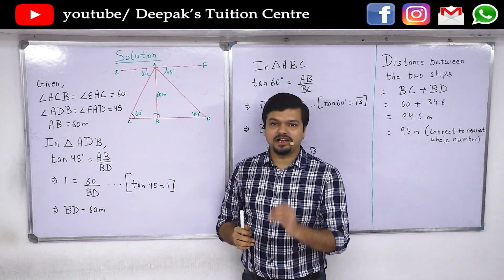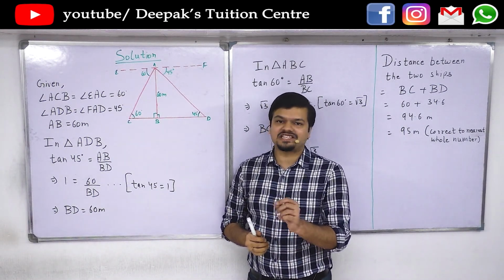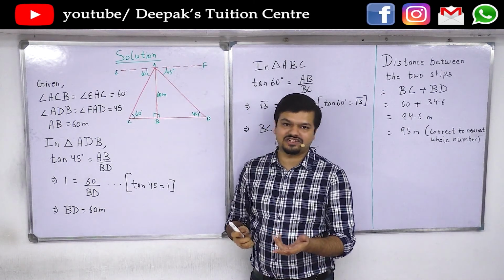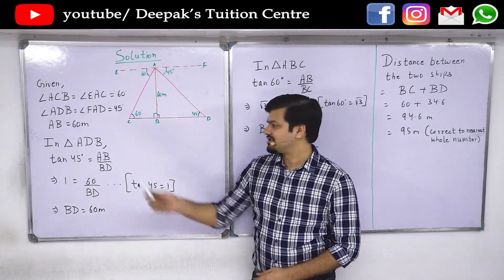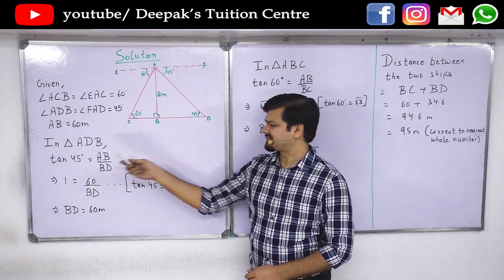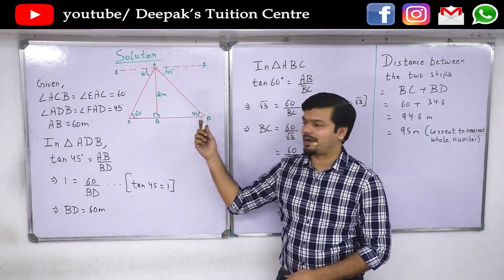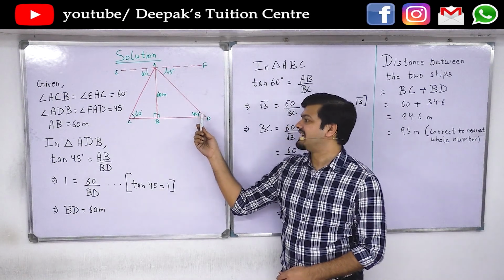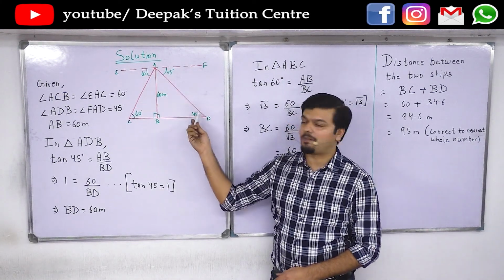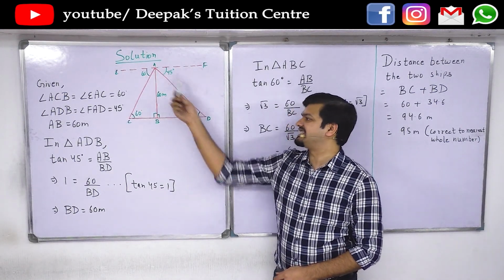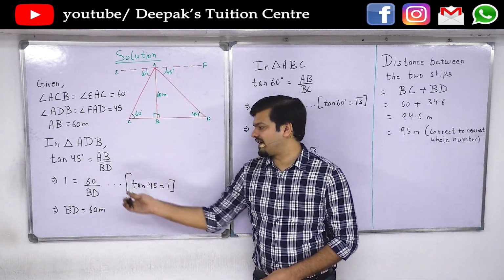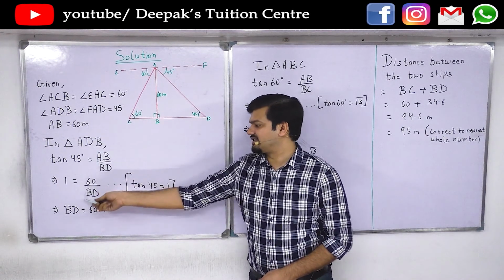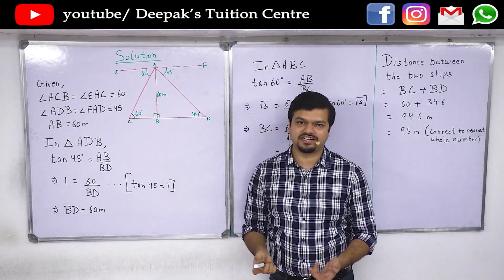I generally prefer to use the triangle first which has the angle of elevation or angle of depression as 45 degree. So in triangle ADB, tan 45 is equal to perpendicular by base. Perpendicular is AB because it is opposite to 45 degree, and since AD is the hypotenuse, BD becomes the base. So tan 45 is 1, AB is 60, therefore BD is equal to 60.